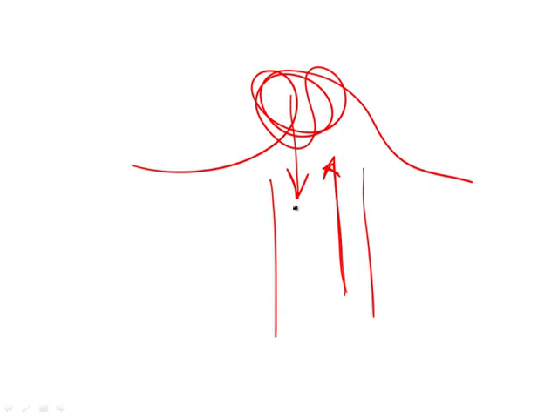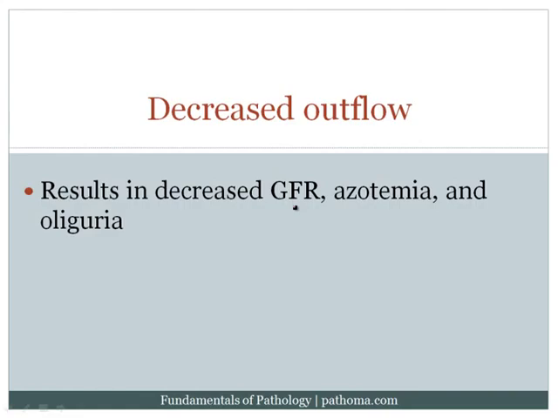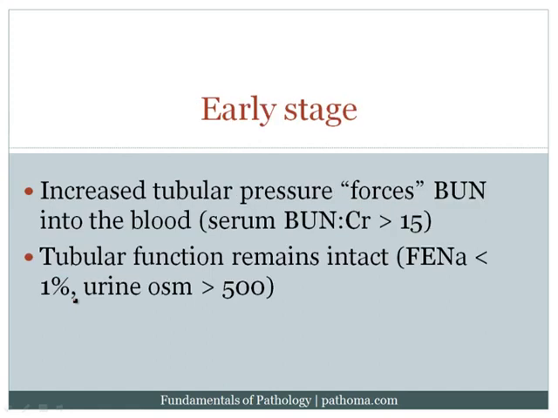If there's a decreased GFR, we'll also develop azotemia, as is stated here, because nitrogenous waste products will build up in the blood, and we'll also develop oliguria because, again, we won't be producing as much urine. Now, in the very early stages of a post-renal azotemia, there will be increased tubular pressure, which will force BUN back into the blood. And this is going to increase the BUN to creatinine ratio.